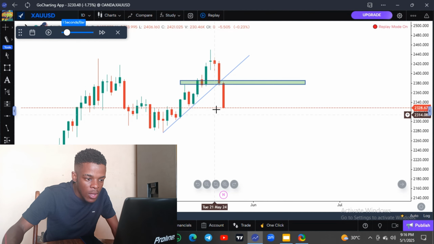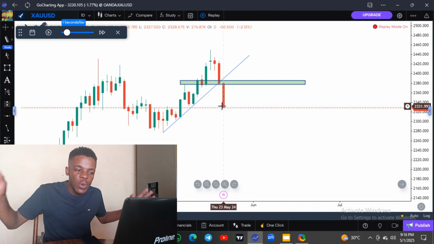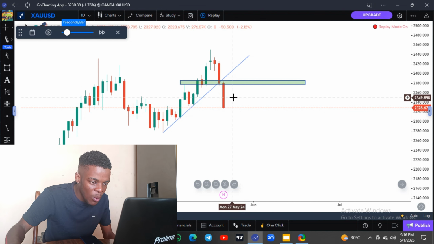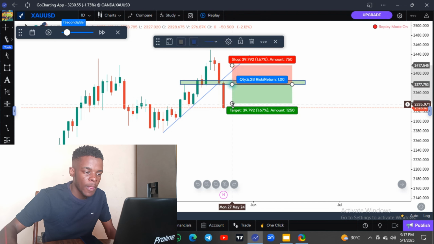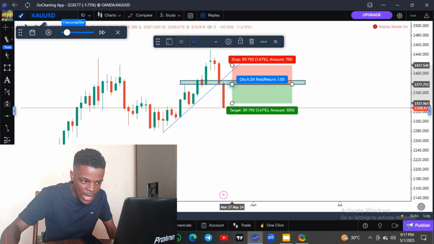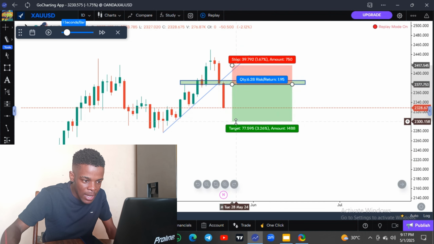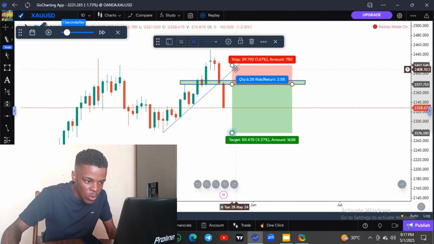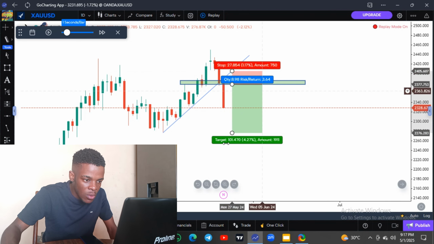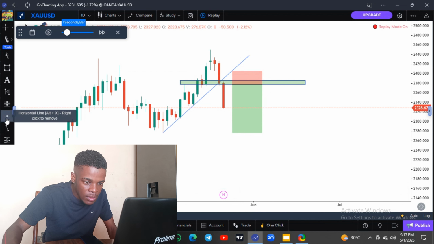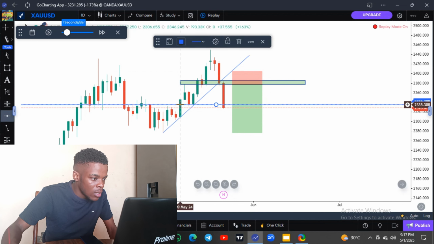After the breakout, you don't have to rush to enter exactly at this point. No, you just have to be patient and wait. The market will come to you. You don't have to chase the market. You just respect the market, but the market has to come to your exact entry point. So after that, you're gonna put your stop loss above there. Then you have to mark your take profit.